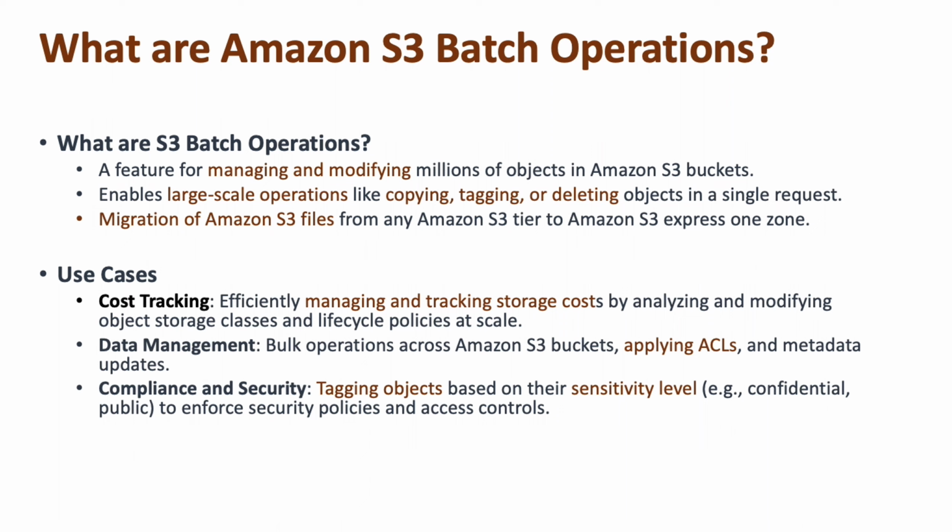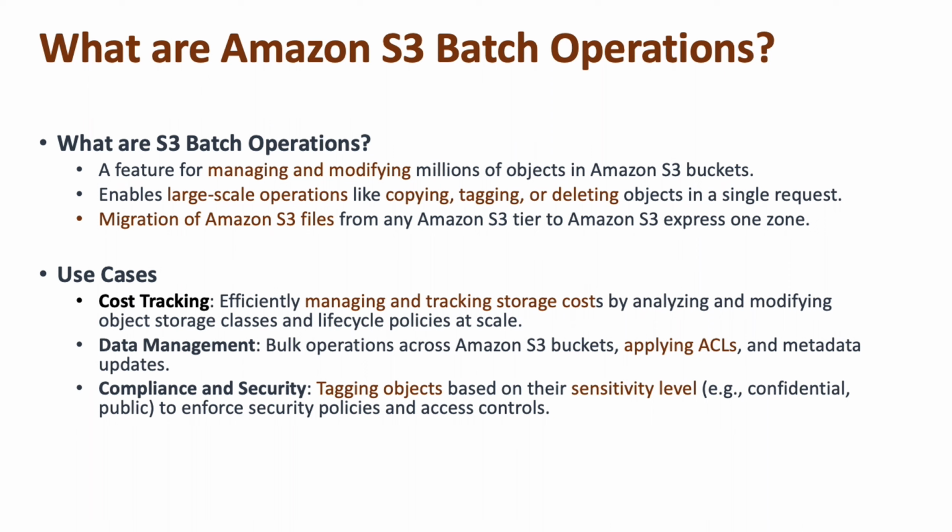And this is the key focus of our conversation today: the migration of S3 files from any S3 tier to the Express zone. This has been used for migrating from Glacier to Standard, etc. But here our focus is how we can migrate from a Standard S3 zone to an S3 Express One Zone for faster data processing, or faster file processing.